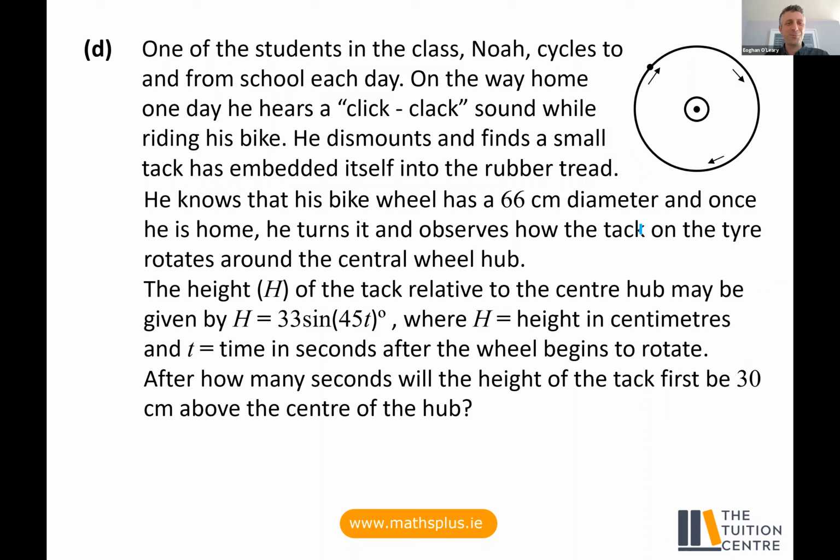Wow, we're back here. Noah's still going here. One of the students is Noah. He's cycling home from school. On the way home, he hears a click-clack sound. While riding his bike, he dismounts to find a small tack embedded in the rubber tread. He knows that the bike wheel has a 66 centimeter diameter. Once he's home, he turns it and observes the tack on the tire rotating around the central wheel hub.